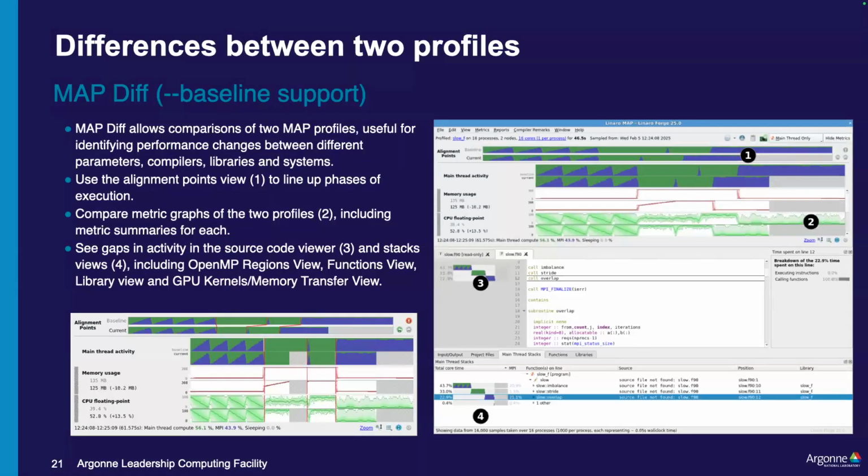And then finally, with MAP, you can do a diff of two profiles. One example of this is a while ago, I was compiling with GCC 12 and then recompiled with GCC 13, and I got a big performance gain. And you can actually see which line of code this comes from.